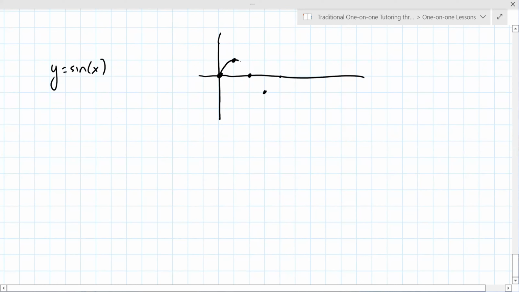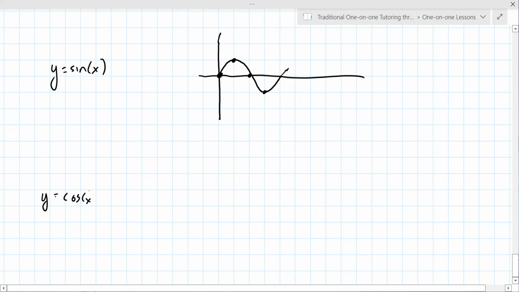You have to somehow visualize this. Teachers like to say know it cold. I prefer to say, when you wake up in the morning, you know what it looks like because it's so familiar to you. This is what sine looks like.